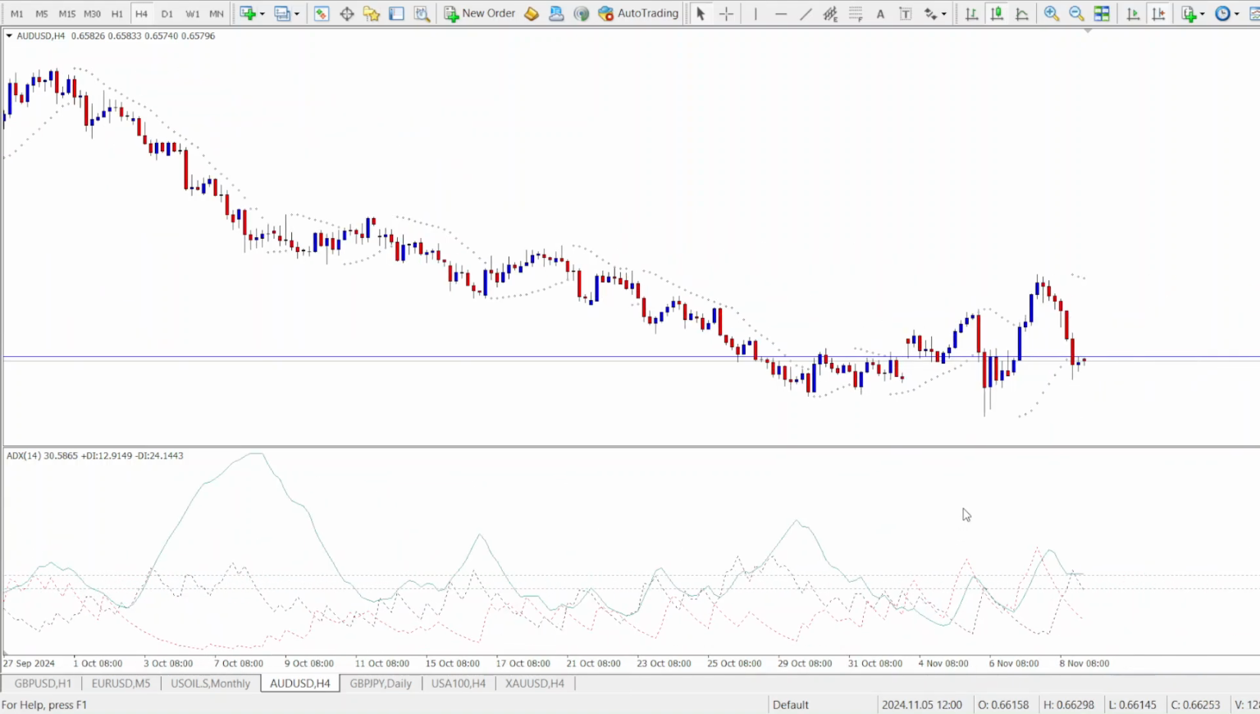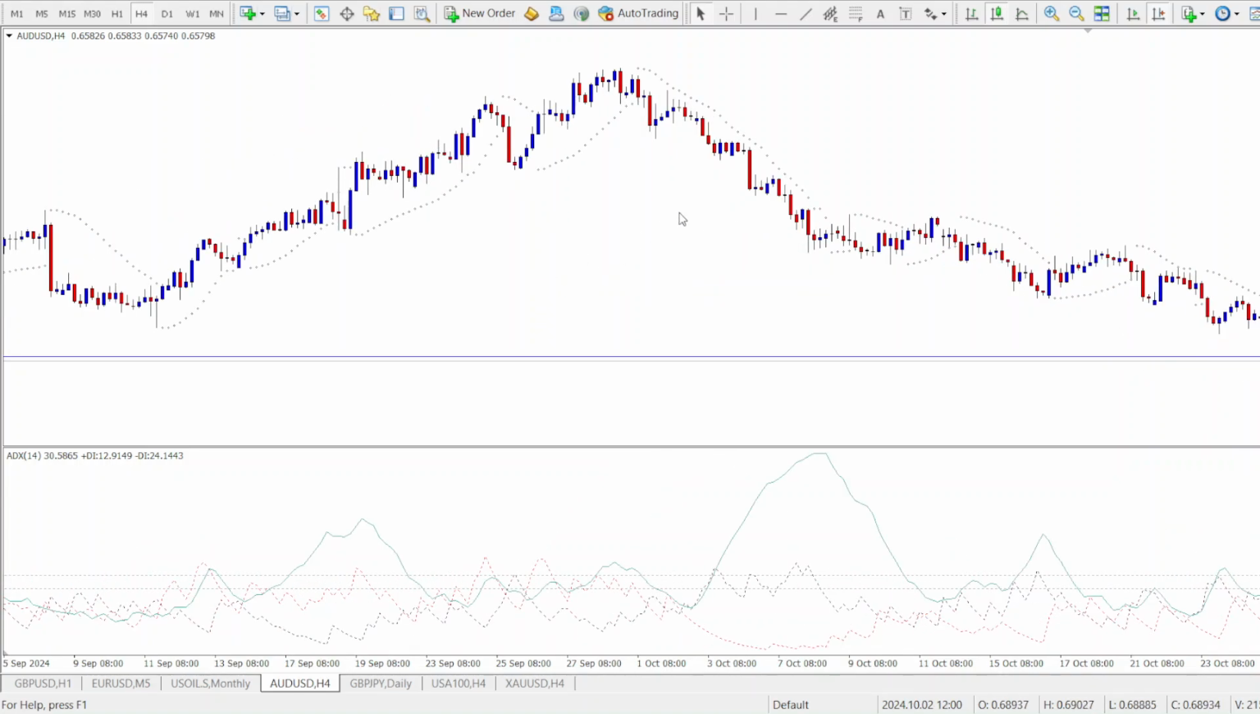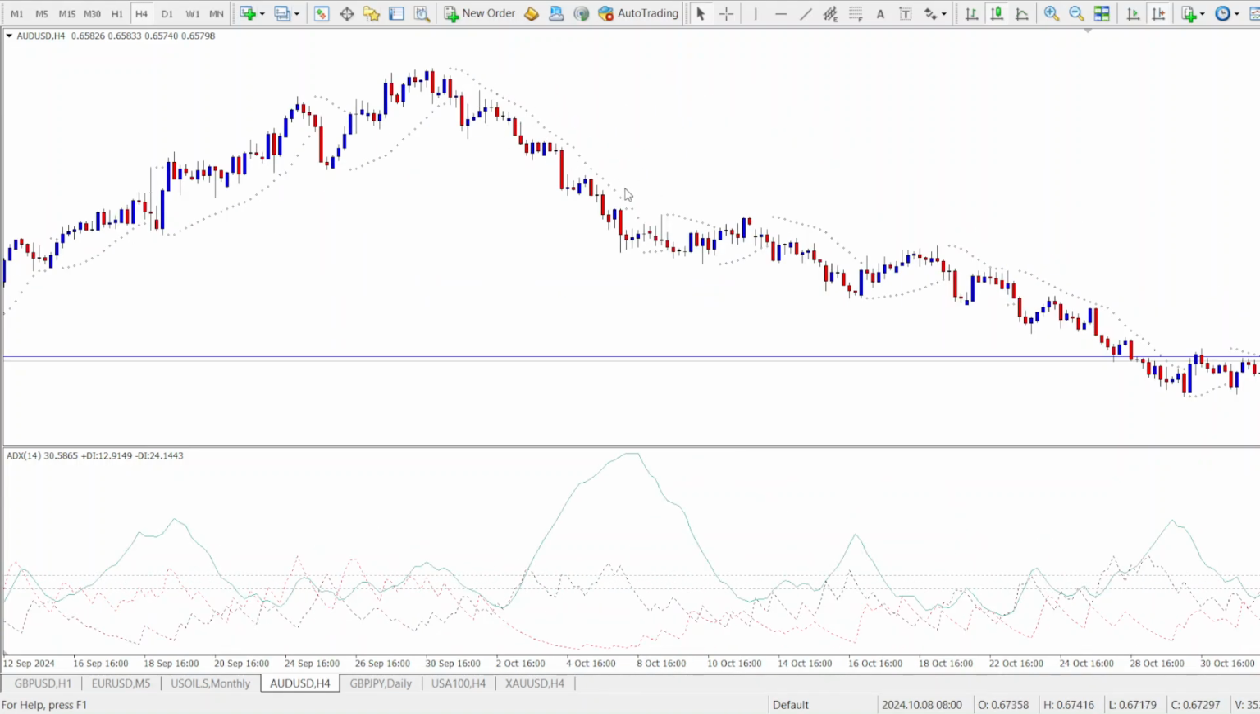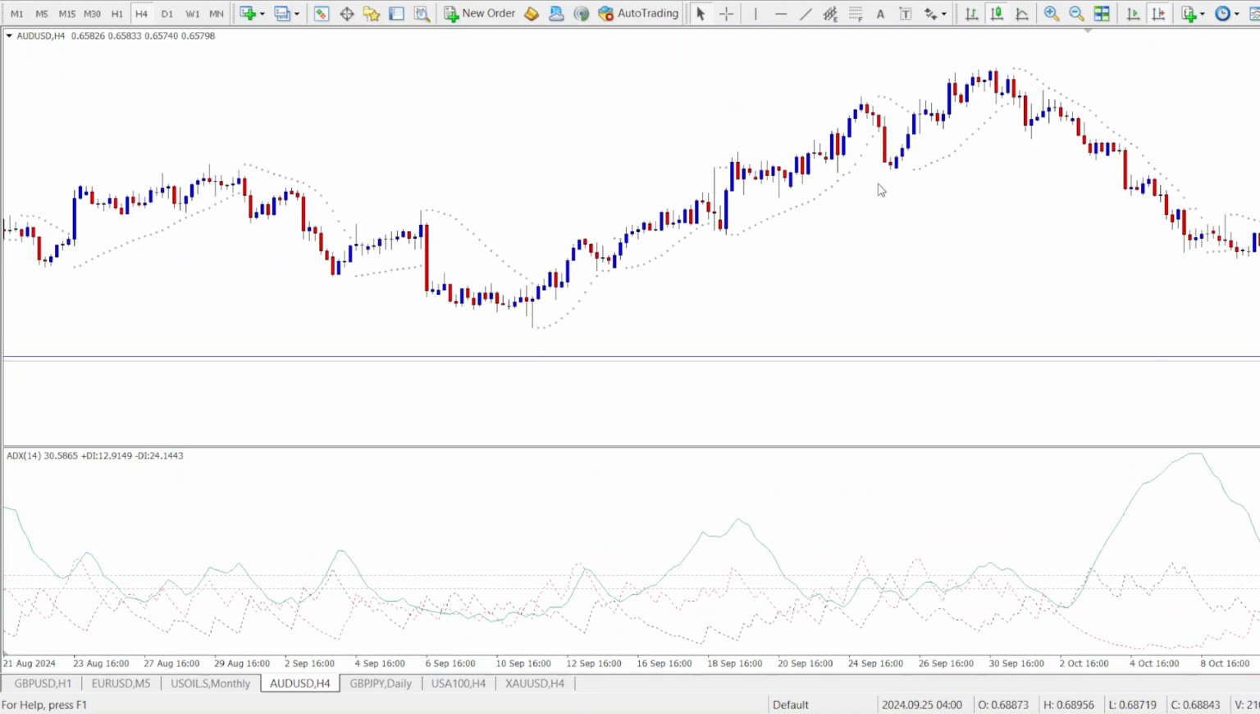Now let us talk about the parabolic SAR. SAR stands for stop and reverse, which already gives us a clue about its function. The parabolic SAR is an indicator that highlights potential reversal points. As we can see on this chart, anytime you have the parabolic SAR above the candlesticks, it shows that it is a bearish trend. And when you have the parabolic SAR below the candlesticks, it shows that it is a bullish trend. The parabolic SAR highlights potential reversal points.